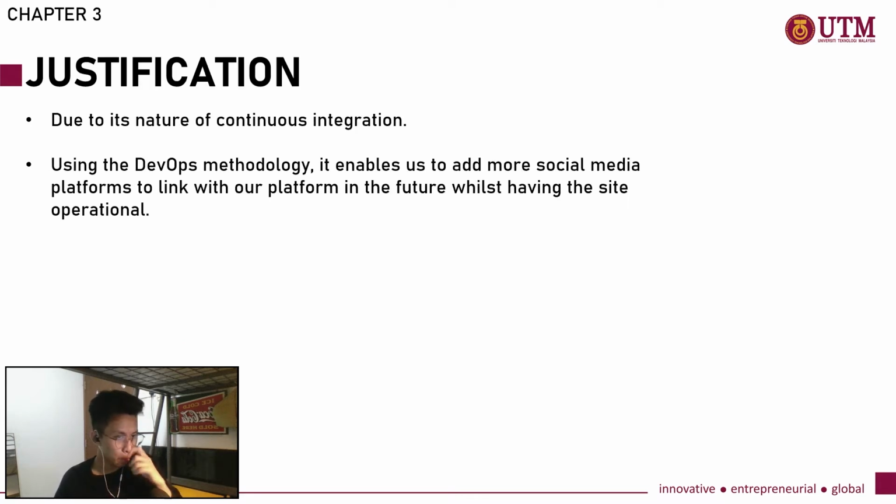So why will this project use DevOps? It is because of its nature of continuous integration while also having continuous development. Using DevOps enables us to add more social media platforms to link with our platform in the future, whilst having the site still operational.